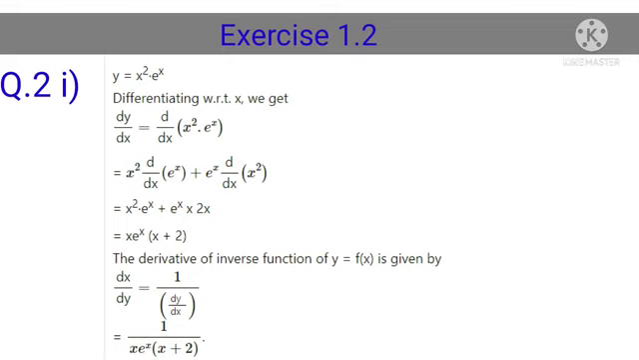We have to find the derivative of the inverse function of y is equal to f of x, which is given by dx by dy is equal to 1 upon dy by dx, is equal to 1 upon x into e raised to x into bracket x plus 2. So this is our final answer. We have to find the inverse function of the given functions. That is, here we have to find not dy by dx, we have to find dx by dy.